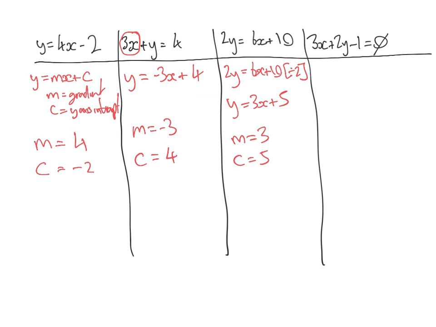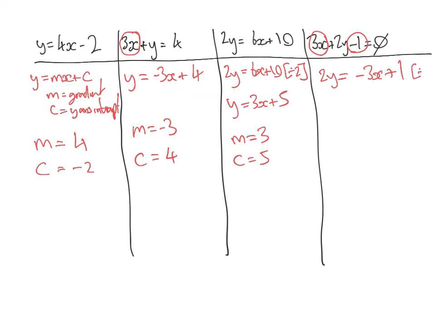Just be careful. Next one, 3x plus 2y minus 1 equals 0. That's not in the form y equals mx plus c at all. The first thing to do is get it into that form. We've got a plus 2y, so we'll leave that on that side. We'll move the other two to the other side, so their signs change. Positive 3x becomes negative 3x, and negative 1 becomes positive 1.